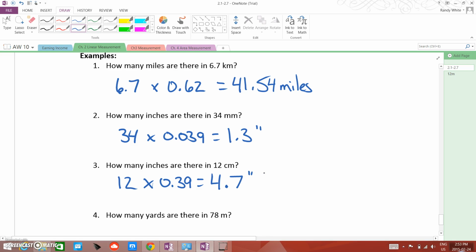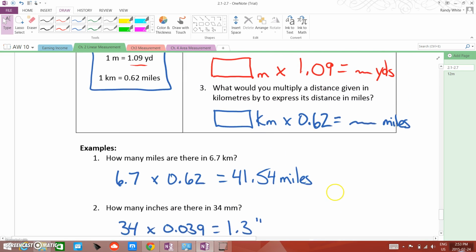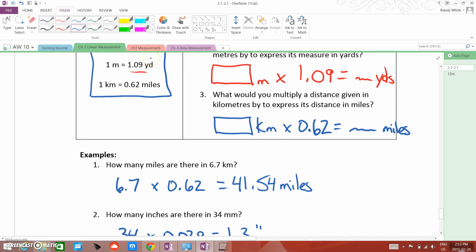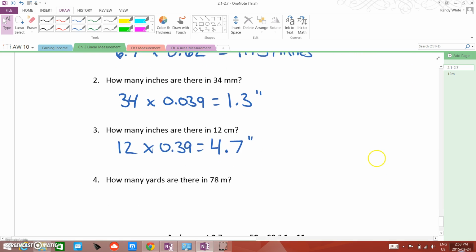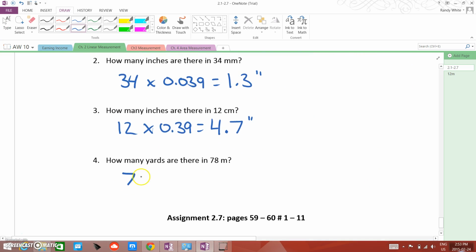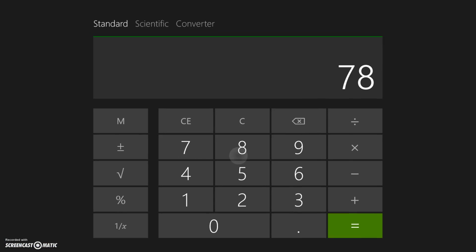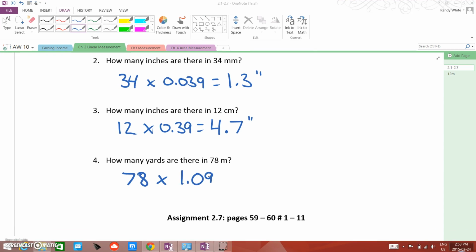And how many yards are there in 78 meters? Well, so again, we're going to use meters and yards, so 1.09 is the conversion. So I'm going to take 78, multiply that by 1.09. It's 85.02.